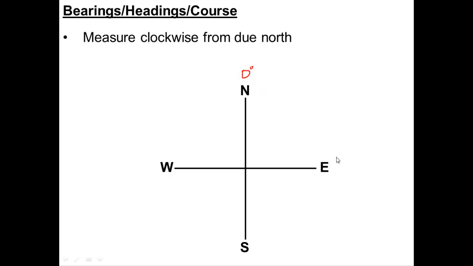and then you're going to go clockwise, so that east is 90 degrees, south would be 180 degrees, west would be 270 degrees, and of course back to north 360 degrees. Each direction is 90 degrees apart.